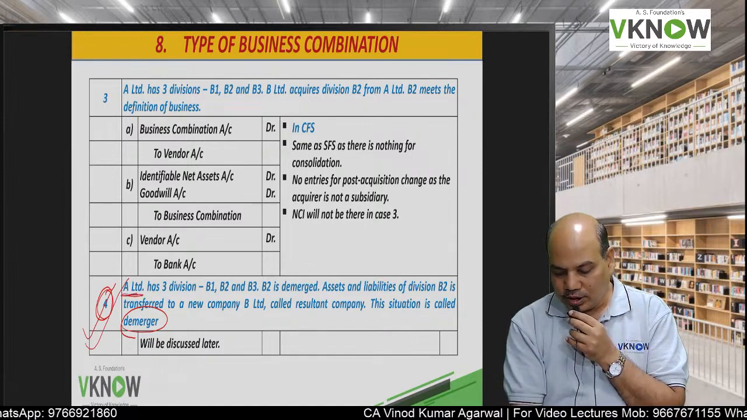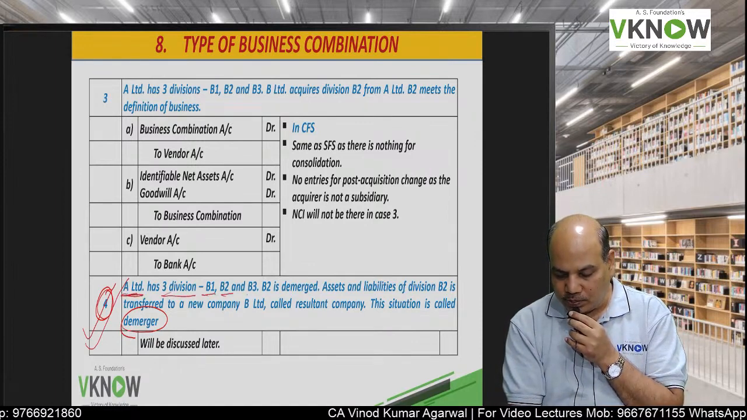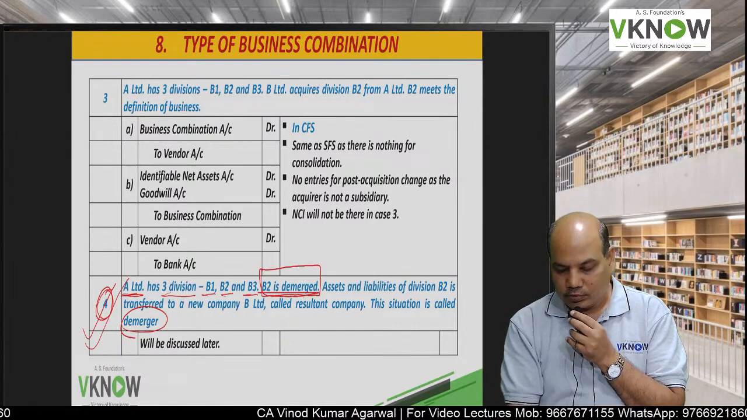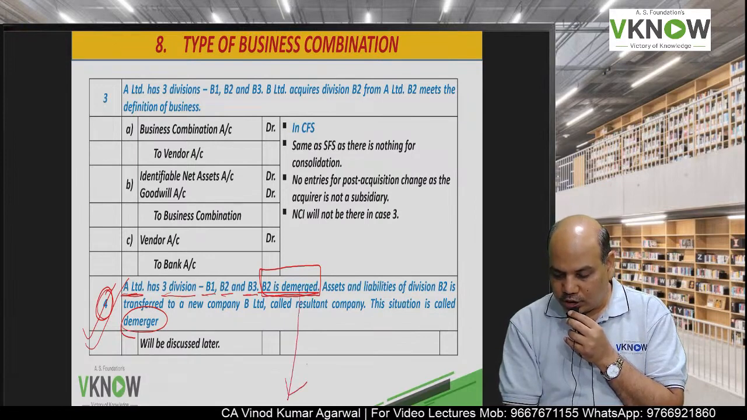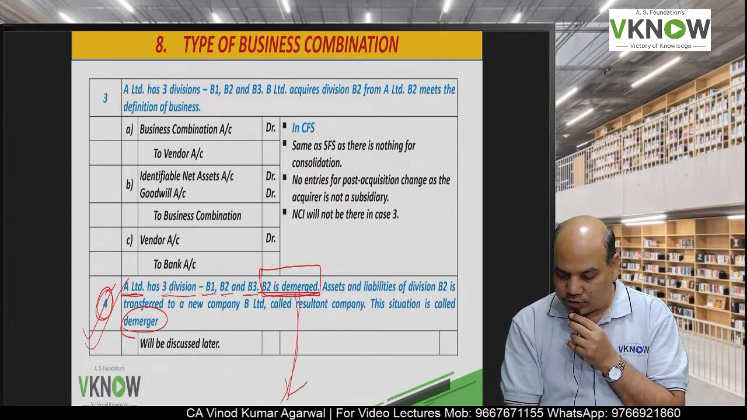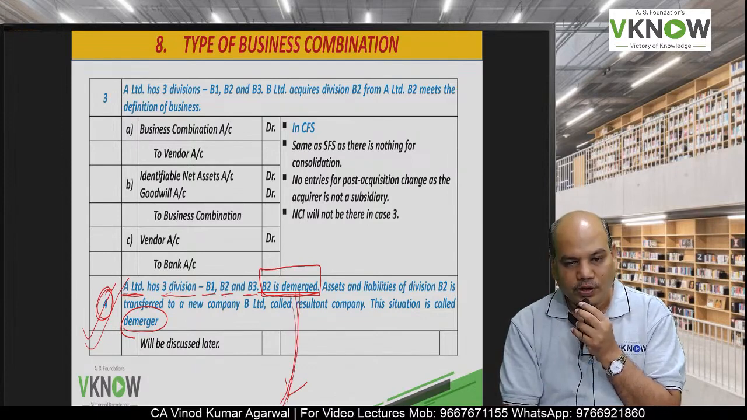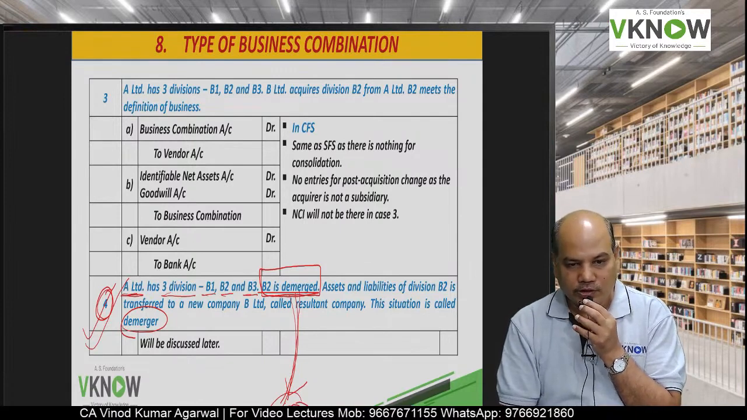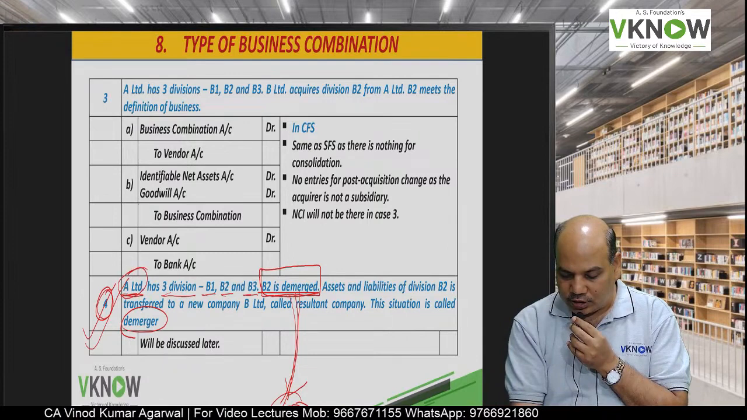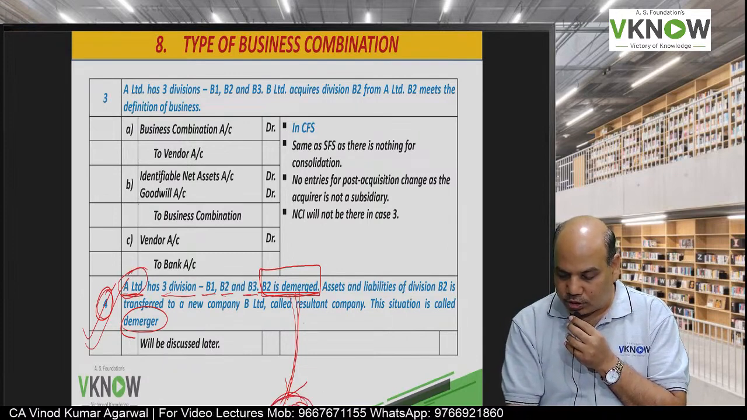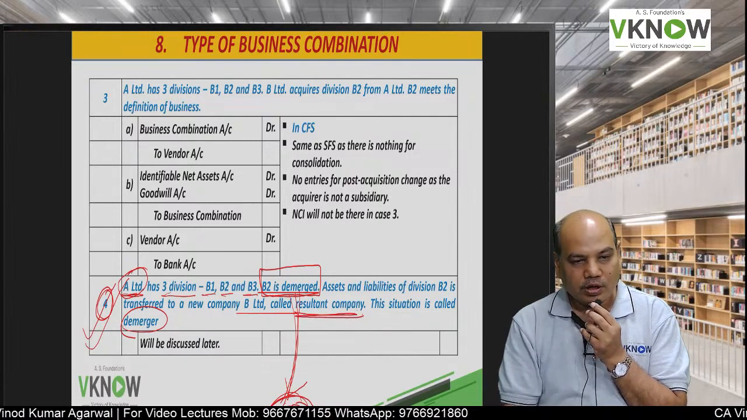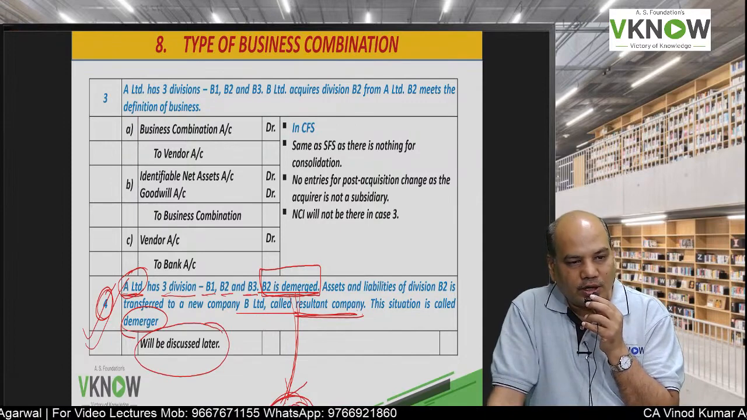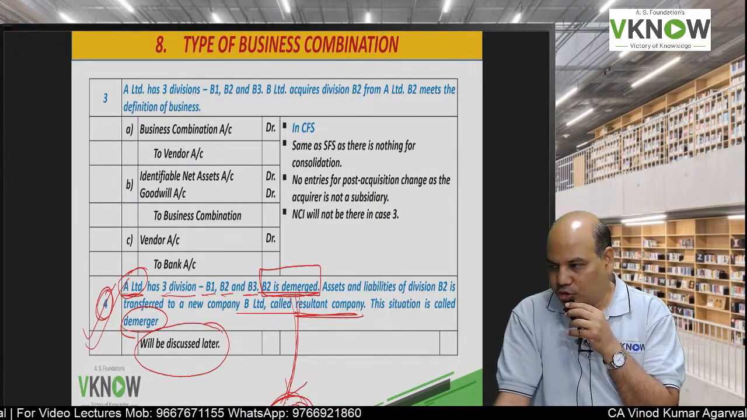Now there is a company A, 3 divisions, B1, B2, B3. Now they will say B2 is demerged. B2 is demerged and a new company will be formed to which the assets and liabilities of division B2 will be transferred. This situation is called demerger. A Limited is called demerged company. New company B is called resultant company. What about the accounting? Accounting of demerger we'll discuss towards the end. So kindly watch this video till the end.